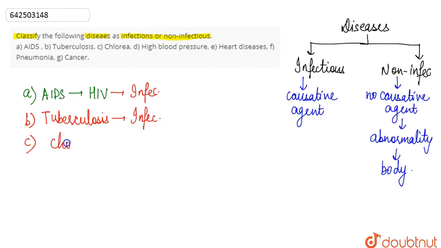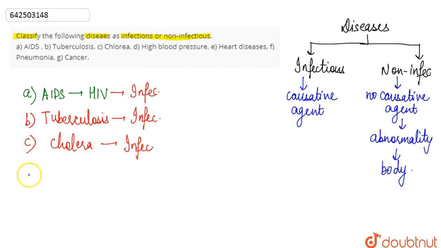Now for cholera, it is also an infectious disease. It is caused by the consumption of contaminated food and water. The bacteria that causes cholera is Vibrio cholerae.